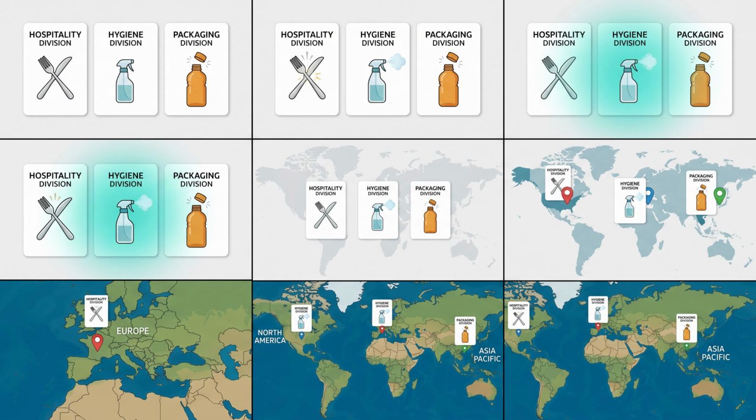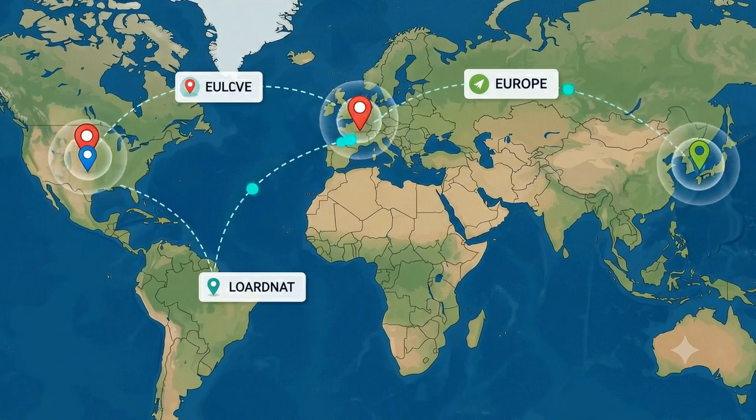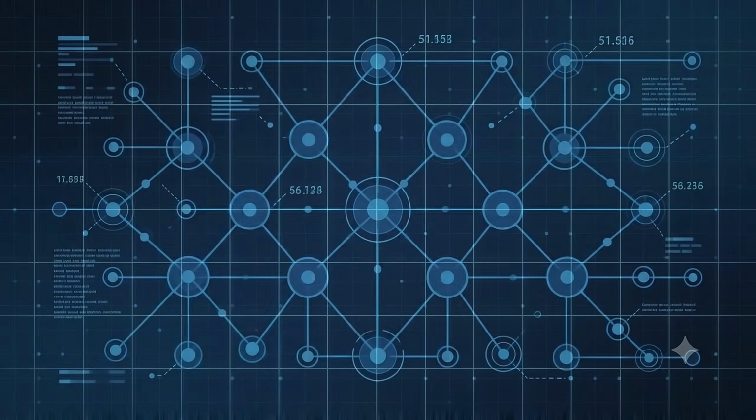This one does exactly what it says. The business is divided by location. One division for Europe, another for North America, another for Asia Pacific. This works well for large multinationals that need to respond to local markets, local regulations, and local customer needs. A one-size-fits-all approach from headquarters just doesn't cut it when your customers in different parts of the world want completely different things. The trade-off is the same as divisional: duplication of resources across regions.